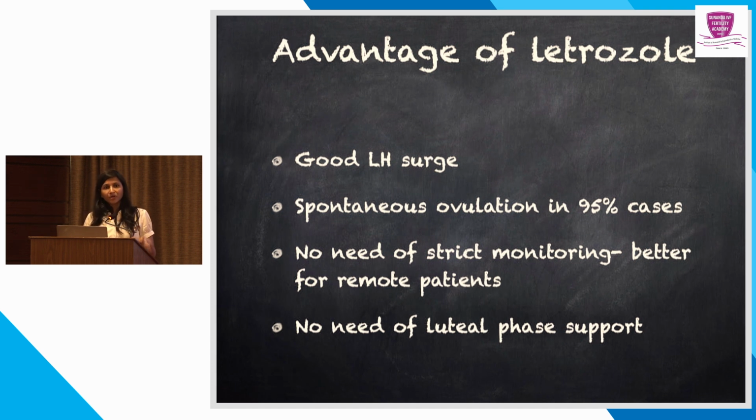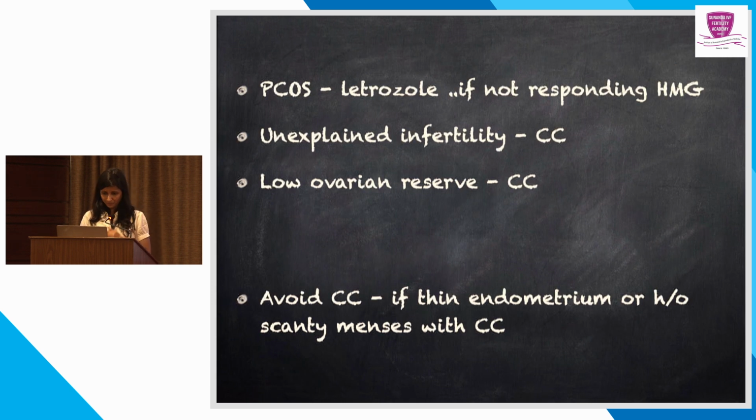Then you can put her on letrozole for 1 year also. That is also okay, because that increases her chance of pregnancy, because you are making her ovulatory from anovulatory cycles. No need of luteal phase support. PCOS, definitely letrozole is the first choice. If she is not responding to letrozole, then the second option is to go for gonadotropins other than clomiphene citrate.